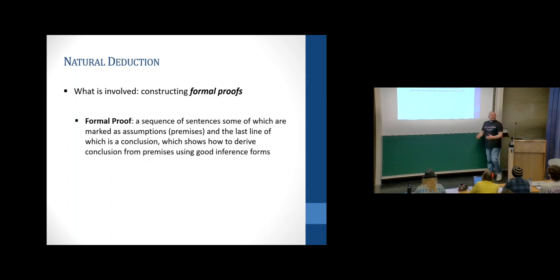So how do we do it? How does natural deduction do its job? Well, natural deduction is a way to build formal proofs. What's a formal proof? Well, it's a sequence of sentences, some of which are marked with assumptions, and the last line of which is a conclusion. And it shows us how to derive the conclusion from the premises using good inference steps. That's just a fancy way to say it's basically going to be a kind of system where we've got assumptions, rules for getting us down, and then it's going to end in a conclusion.